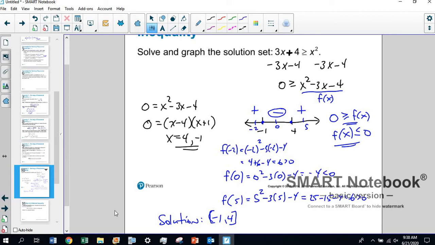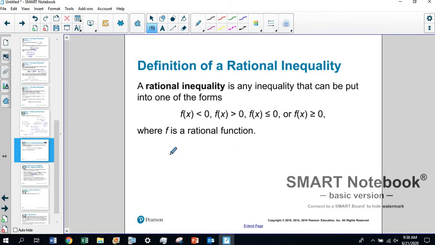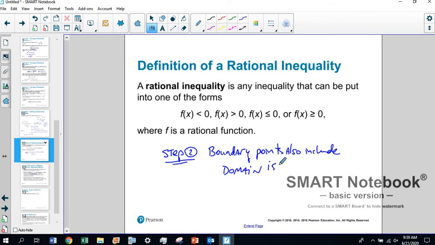So that's the process. Rational inequalities are very similar. The only difference, if you're doing the method I just showed you, is in step 2, boundary points also include domain issues. So if the fraction is undefined at -2, you have to include -2 as a boundary point, because that's a place where your function is not continuous, and so that's a place where you could change from positive to negative. You kind of disappear on one side and pop out on the other side. That's the only difference in the step-by-step process for rational inequalities.